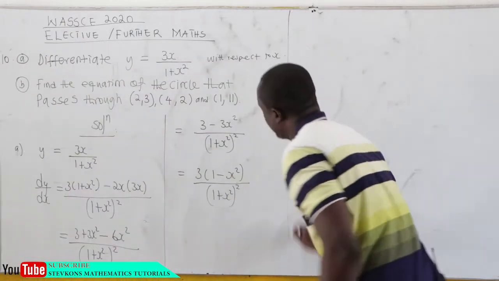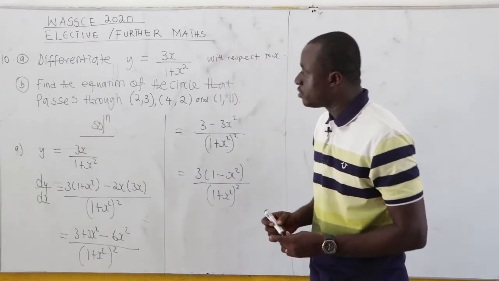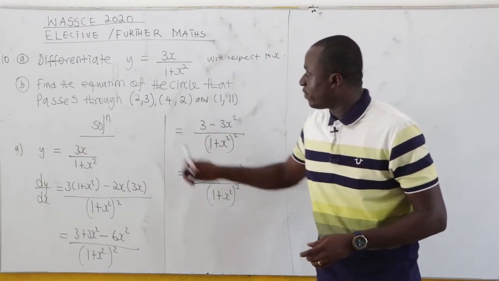Now let's see question B. It says find the equation of the circle that passes through the points 2, 3, 4, 2, and then 1, 11.